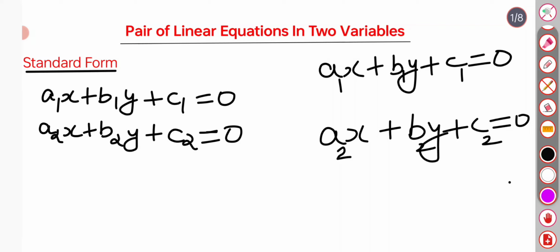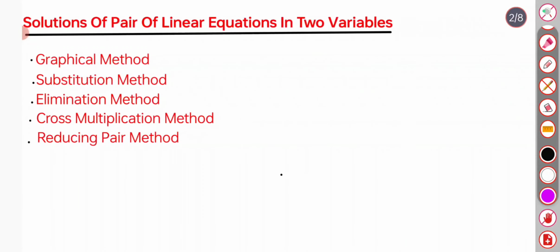Okay. Now similarly, if you see the next topic, solution of pair of linear equations in two variables. If you see the solution, there are many methods. First method is graphical method, second is substitution method, third is elimination method, fourth is cross multiplication method, and fifth is reducing pair method.